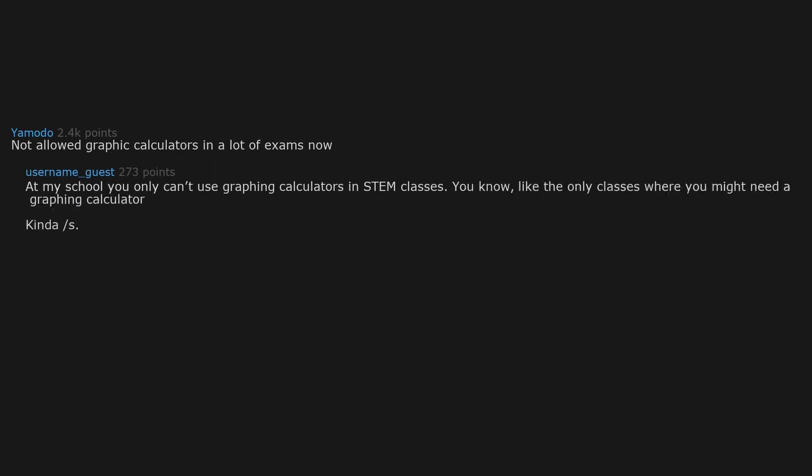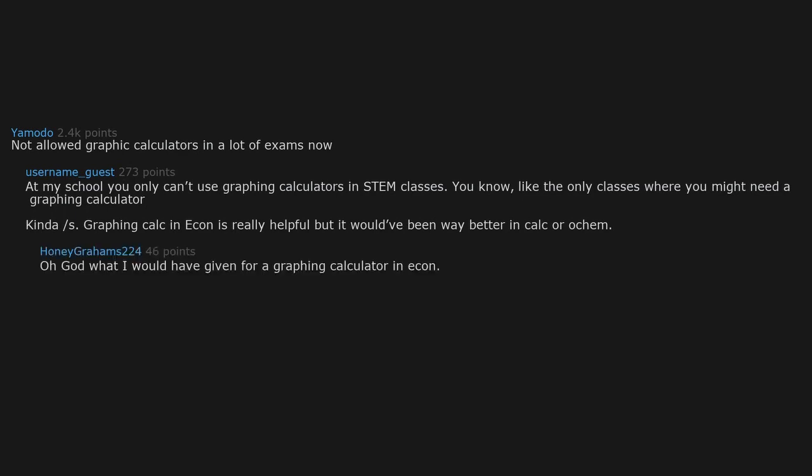Not allowed graphing calculators in a lot of exams now. At my school you only can't use graphing calculators in STEM classes. You know, like the only classes where you might need a graphing calculator, /s. Graphing calc in Econ is really helpful, but it would have been way better in Calc or Ochem. Oh god, what I would have given for a graphing calculator in Econ.